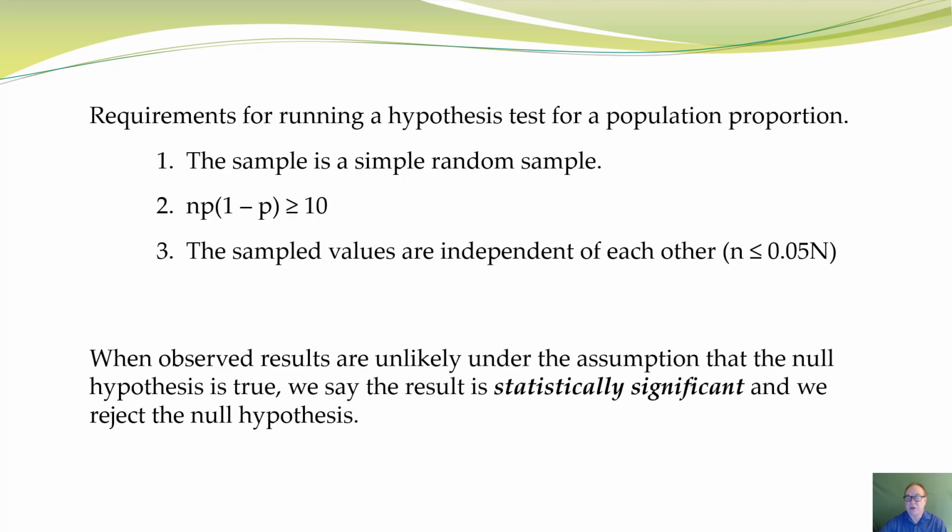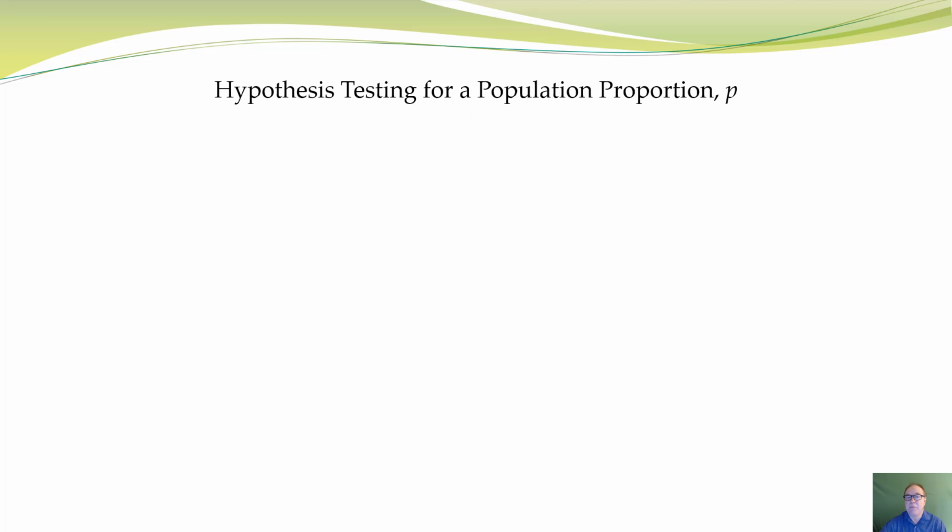When observed results are unlikely under the assumption that the null hypothesis is true, we say the result is statistically significant and we reject the null hypothesis. Hypothesis testing for a population proportion p.